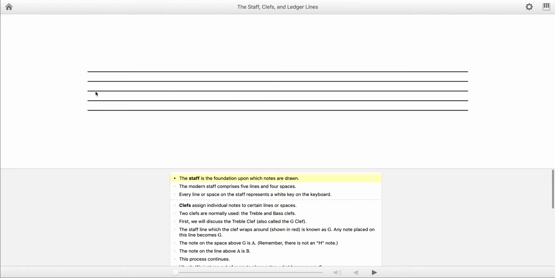Okay. So here we go. The staff, clefs, and ledger lines. This is the ABCs of music. This is the very, very, very basics. Music is written on a staff like this. We call this a staff, S-T-A-F-F.